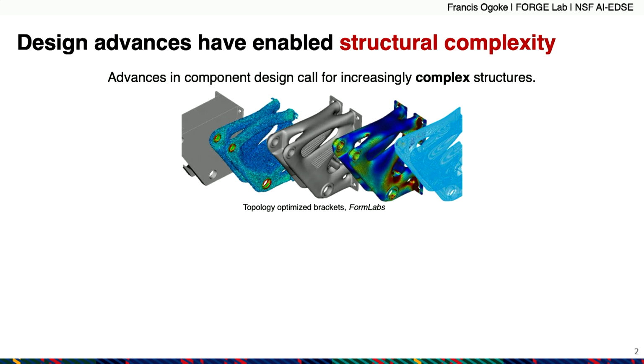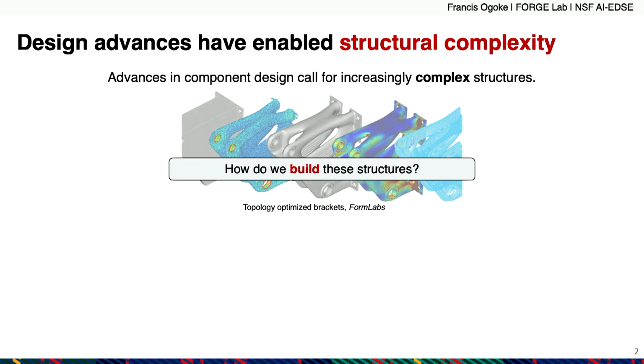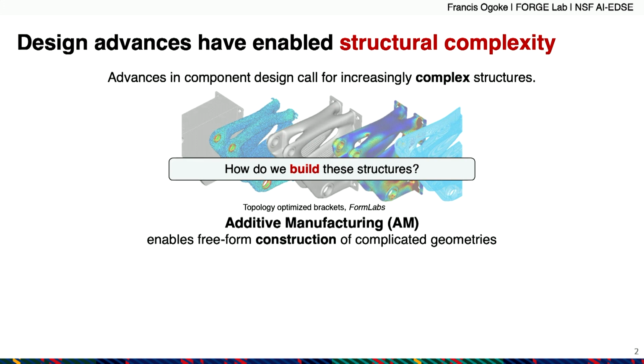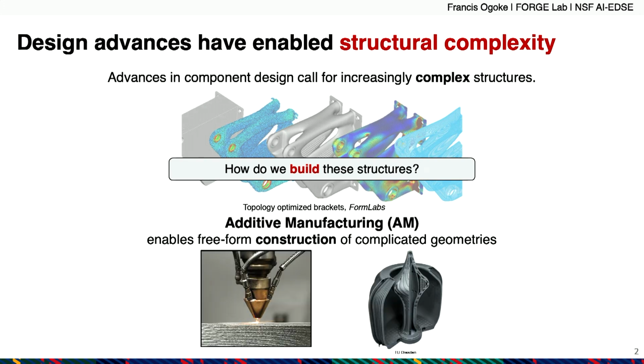There are a lot of structures, organic contours, and it's not always obvious how you build these structures in practice. And I think one natural solution is just additive manufacturing, where again, we're doing this freeform construction of a complicated geometry. So this might look like adding material to a substrate iteratively. And here we can see that we're able to create this complicated fuel nozzle by using additive manufacturing.